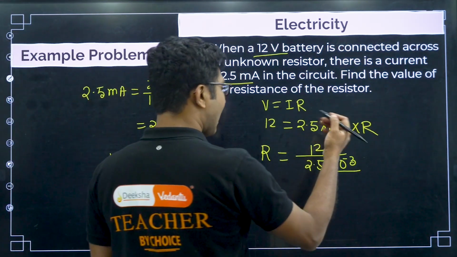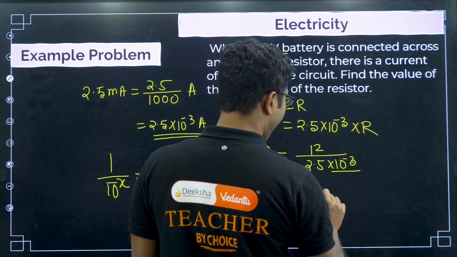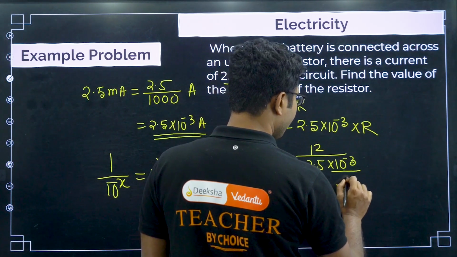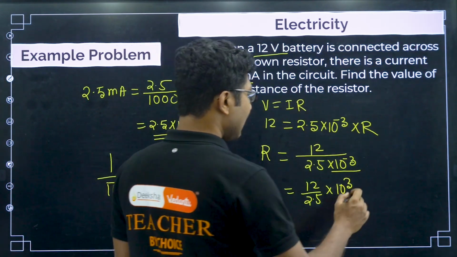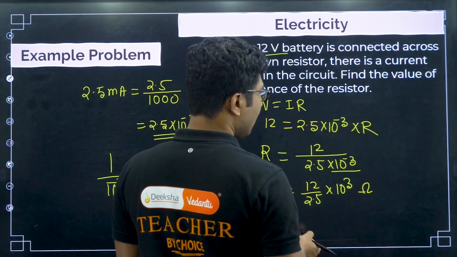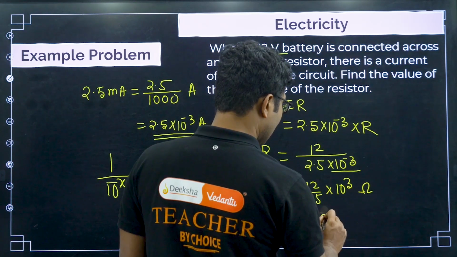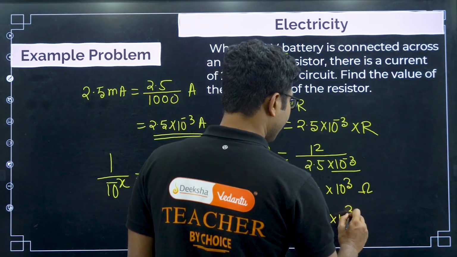Okay. So, what will happen here? It will be 12 by 2.5 into 10 to the power of 3. This is the resistance in ohm. You can calculate it. I think if you multiply by 4, it will be 4.8 into 10 to the power of 3 ohm.